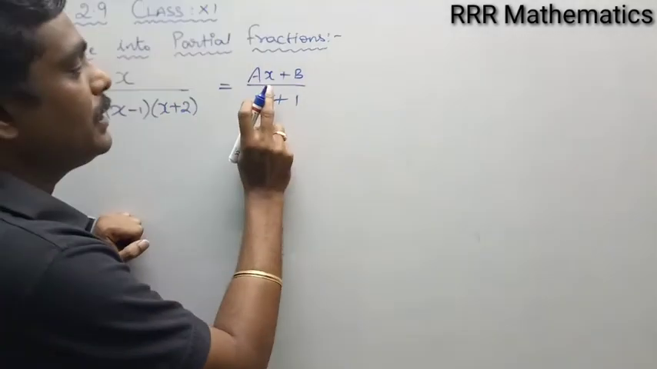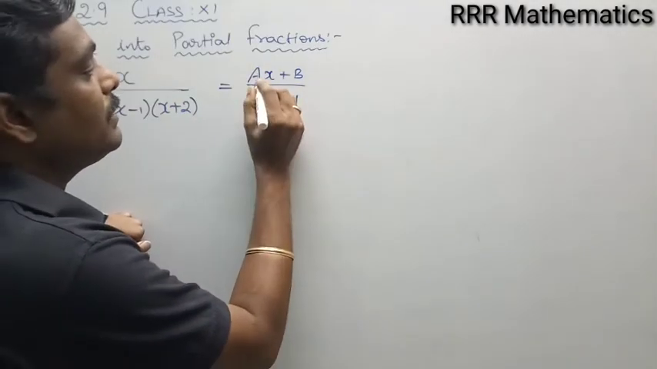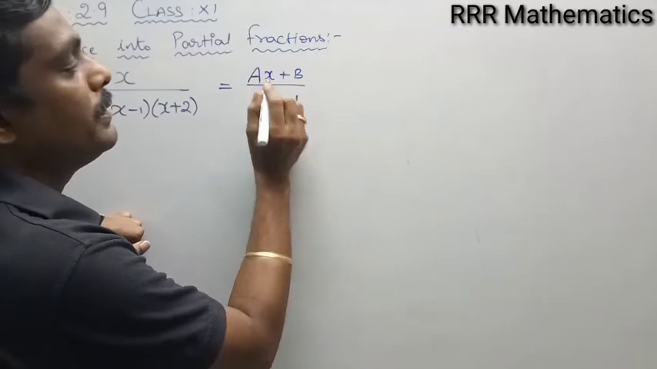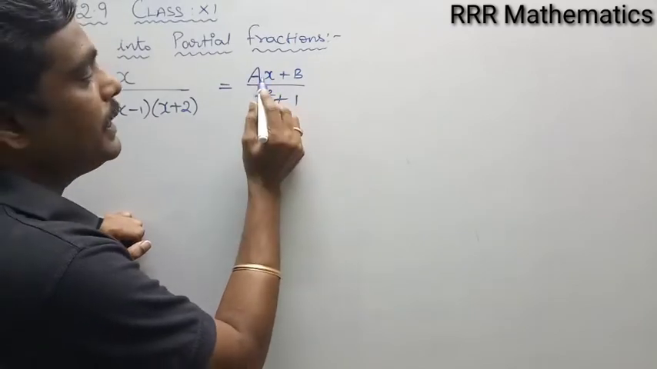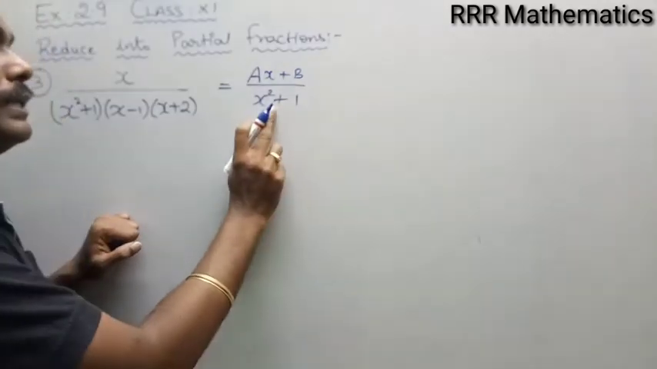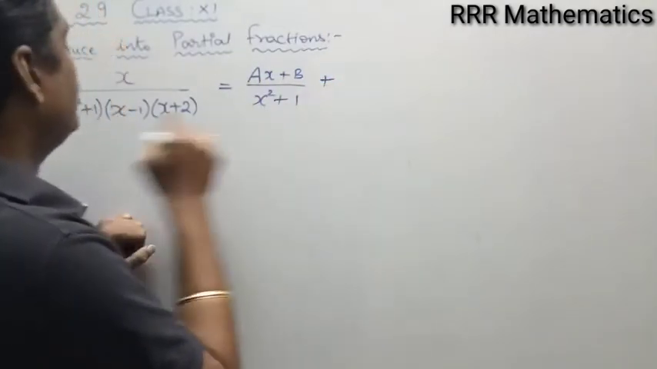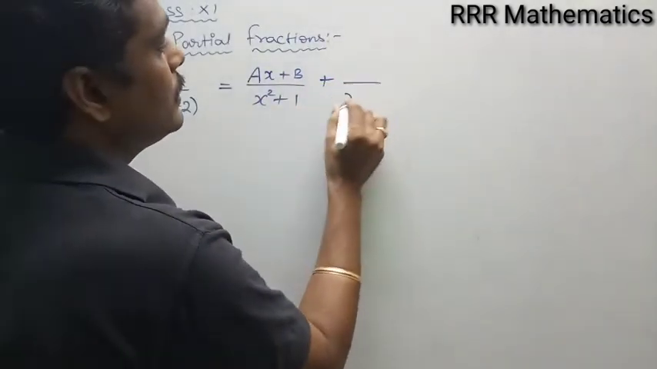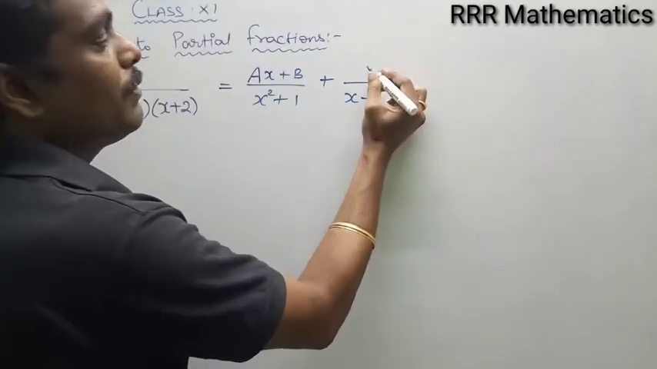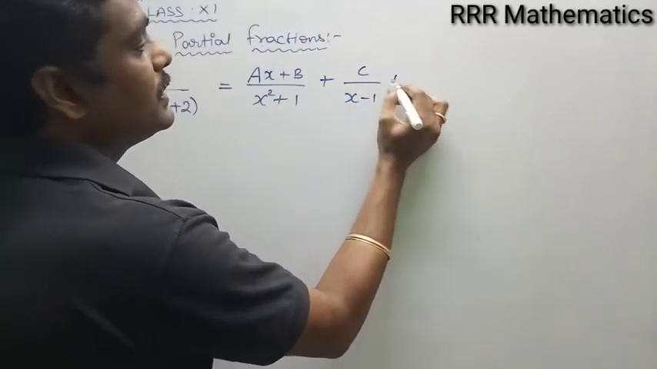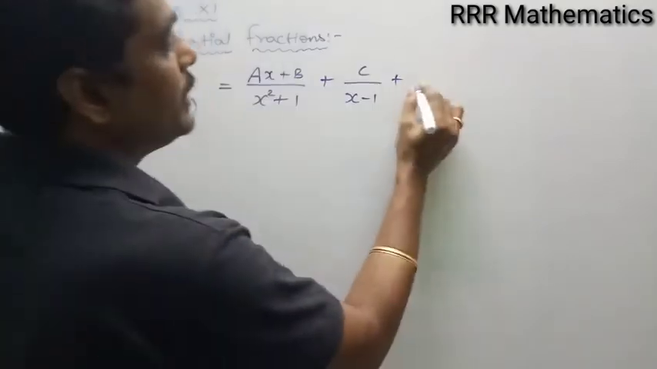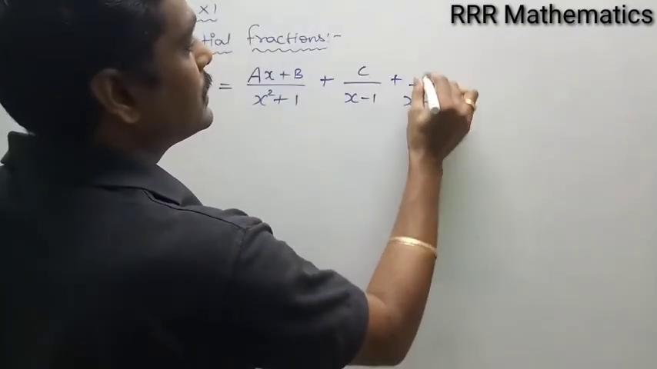Here you cannot factorize this x square plus 1, so I am going to replace my numerator as some constants, ax plus b. This is quadratic. The previous one is linear whose general form is ax plus b. And we have x minus 1, so x minus 1 is linear. I want to write some constant, I will use c. And this is x plus 2, linear. I can write this one as some constant d.